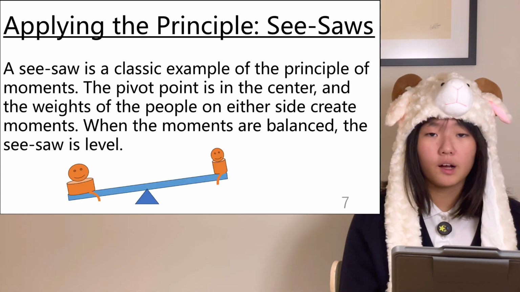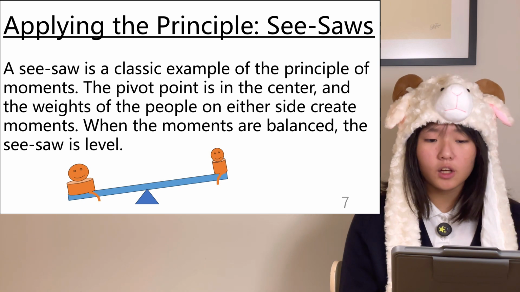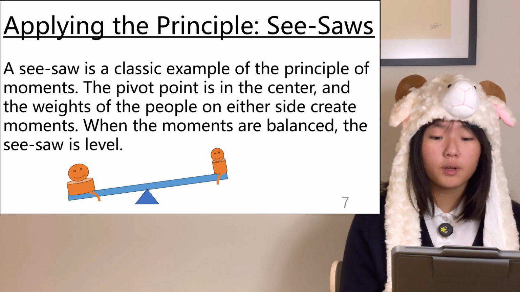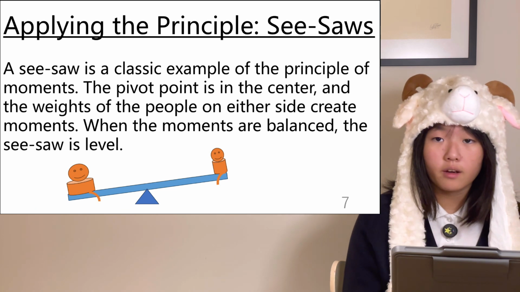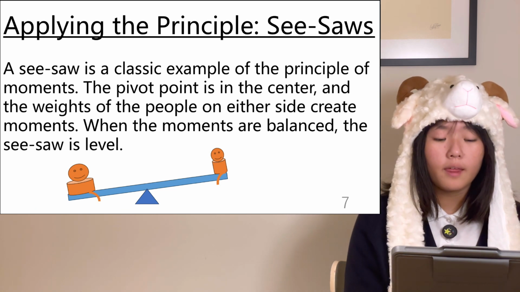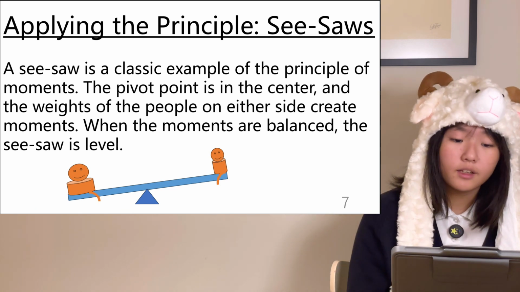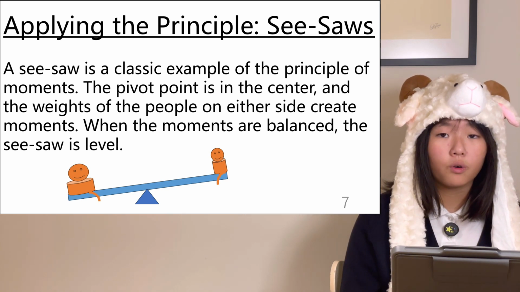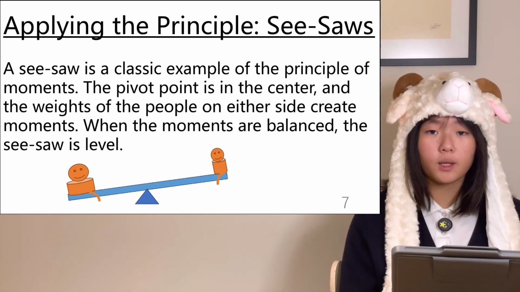Applying the principle on seesaws. A seesaw is a classic example of the principle of moments. The pivot point is in the center rather than the farther edge, and the weights of the people on either side create moments. When the moments are balanced, the seesaw is level or perfectly straight.